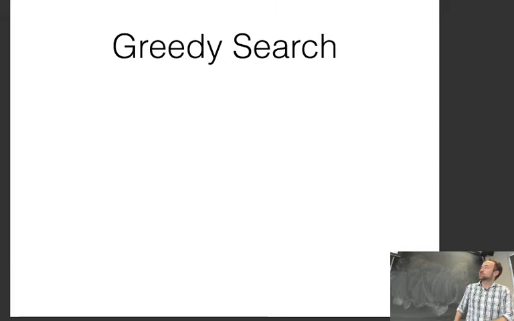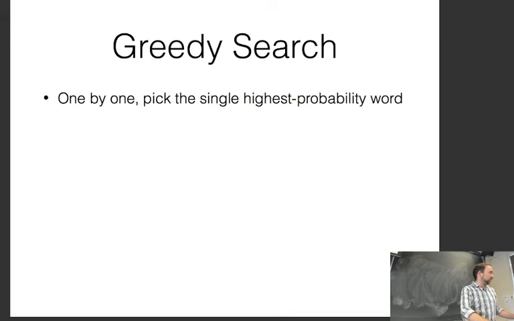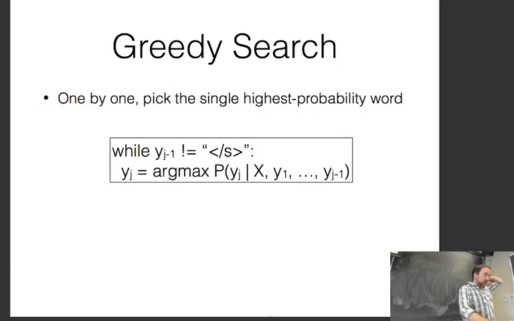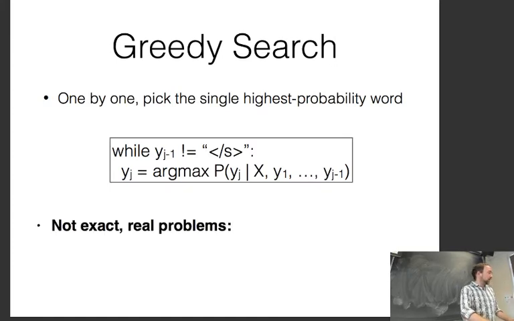So the next one is greedy search. With greedy search, one by one, you pick the single highest probability word. So it looks like this. The important contrast to random sampling is that this is not exact. We can't exactly find the one best.